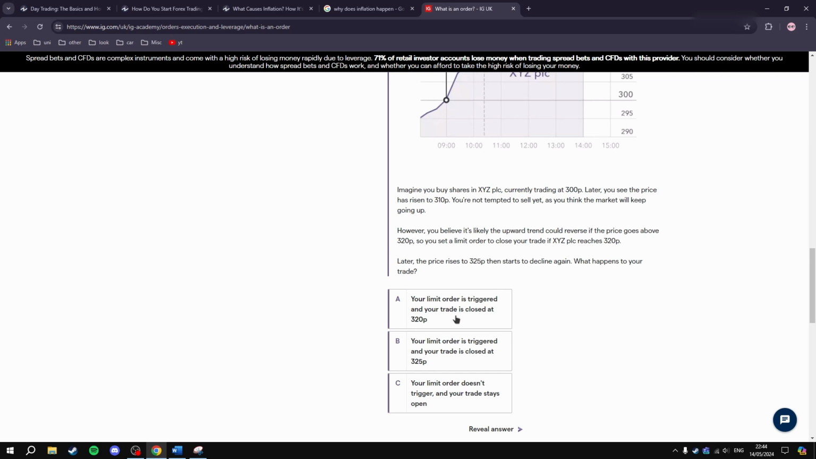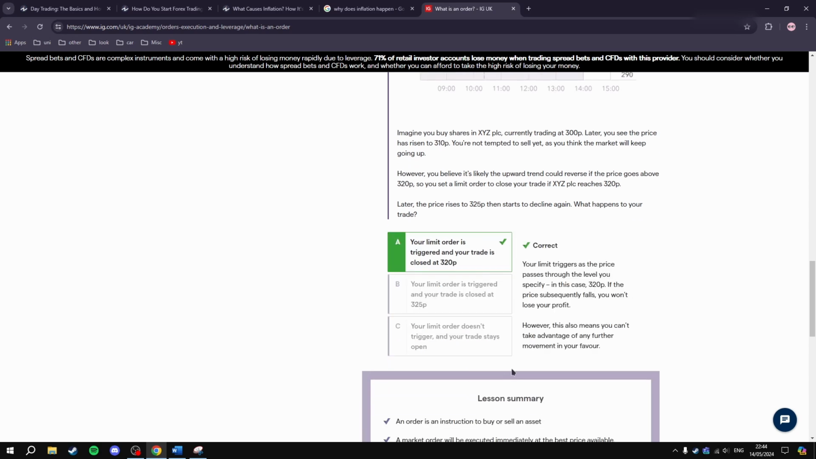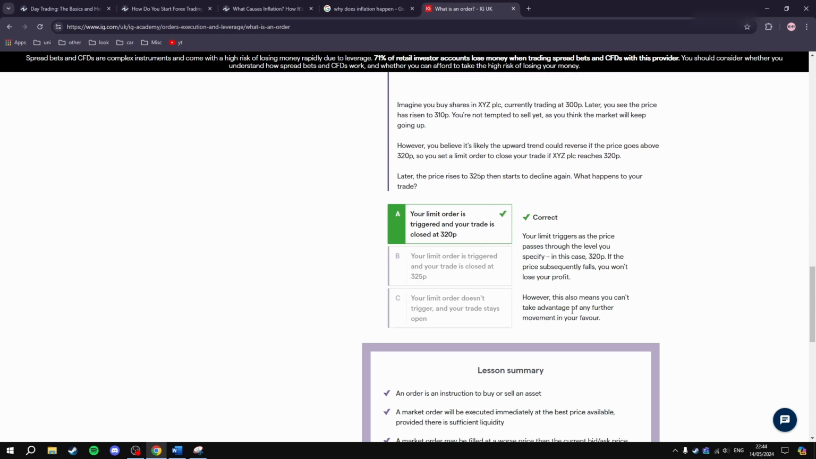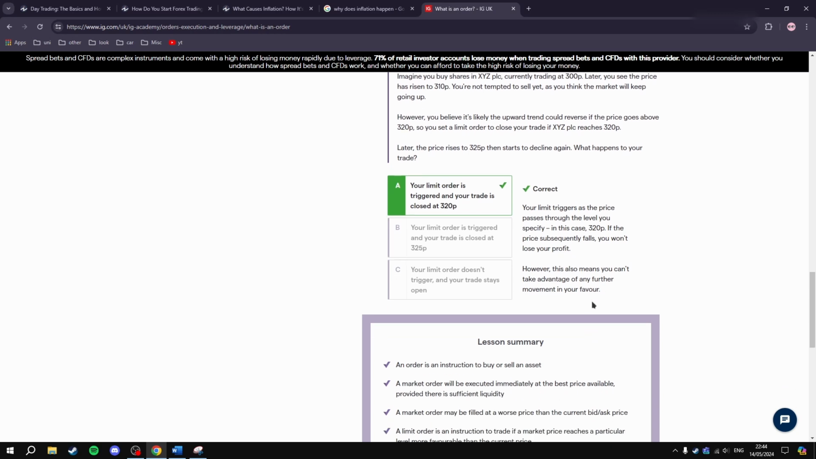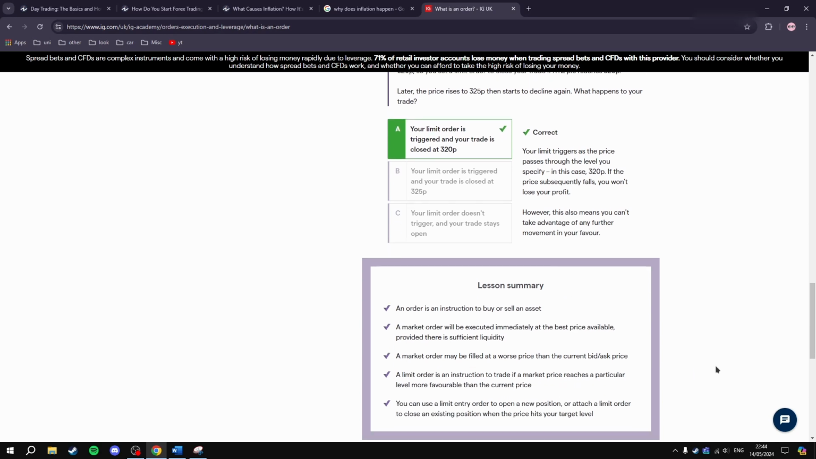Your limit order is triggered and your trade is closed at 320 pence. There we go, it's that one. Your limit triggers as the price passes through the level you specified, in this case 320 pence. If the price subsequently falls, you won't lose your profits. However, this also means you can't take advantage of any further movement in your favor.